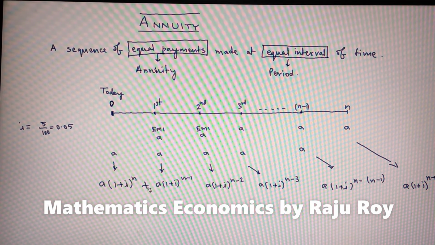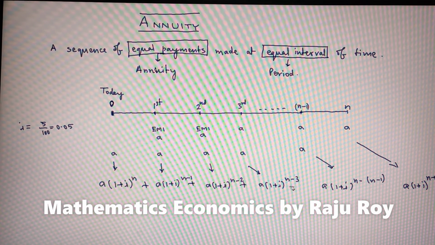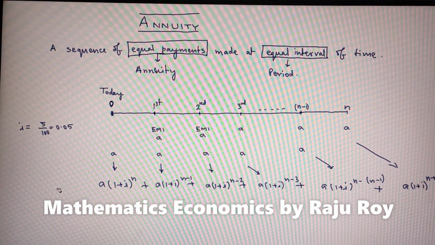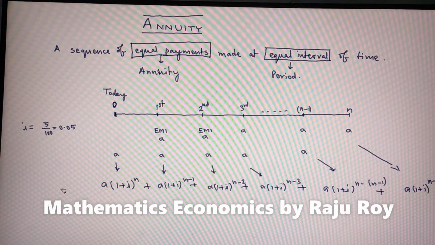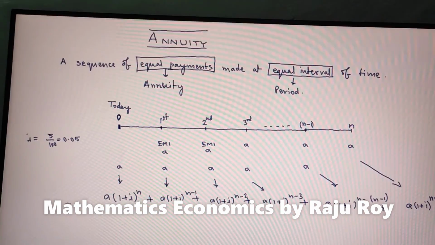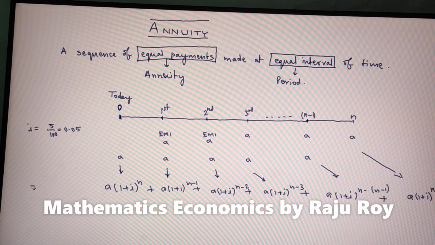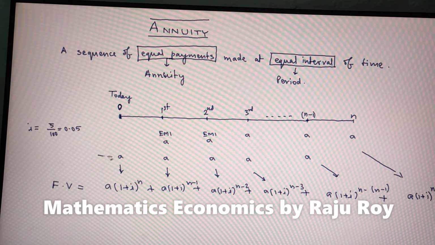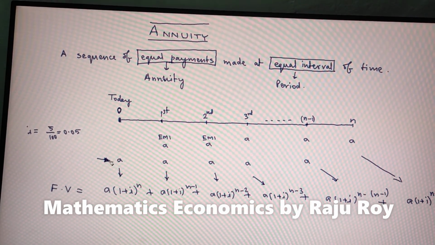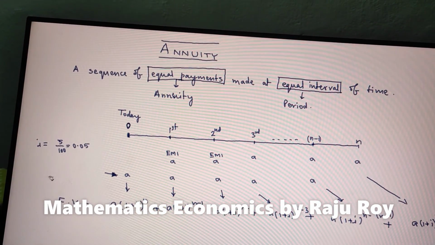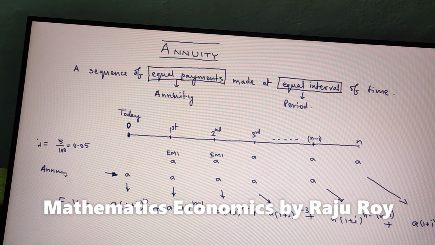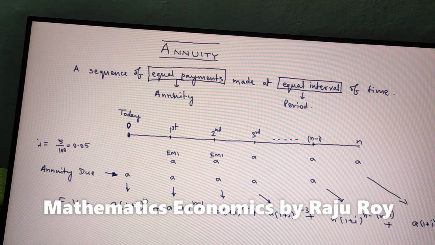If you add all these amounts together, the value you get is called the future value of the annuity A. This type of annuity is called annuity due.